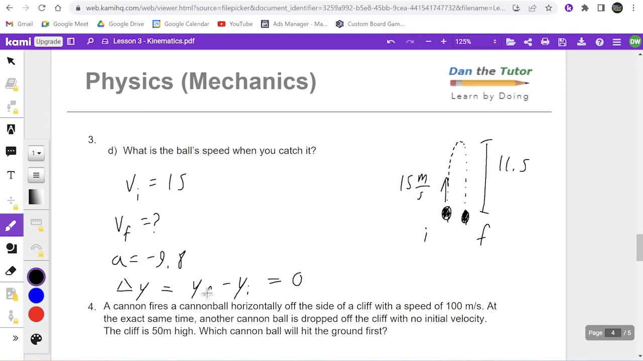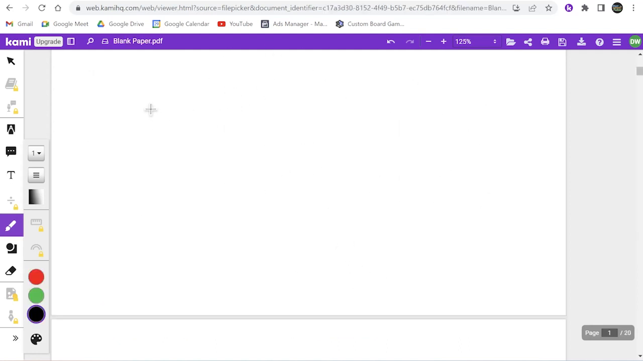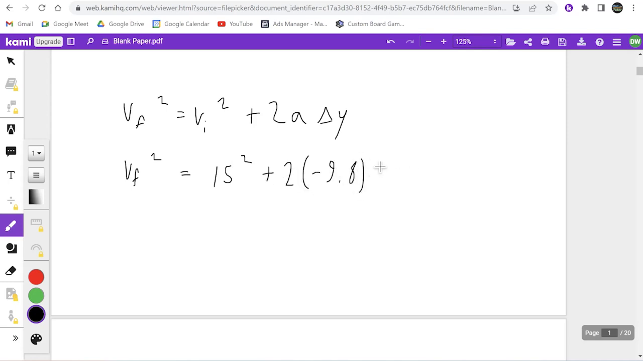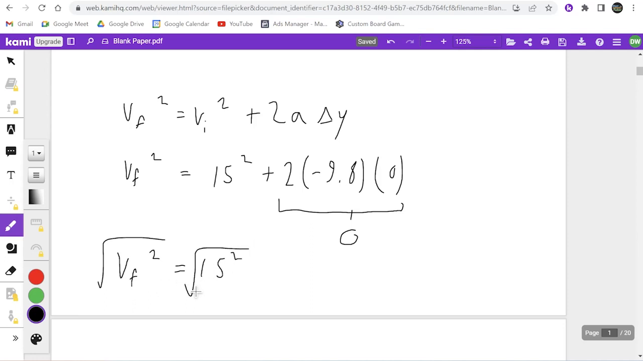But now I have three of the five. I want to solve for v final. And again, I want to use the no time equation, just like before. So that means v final squared equals v initial squared plus 2a delta y. v final squared is what I'm solving for. v initial squared is 15 squared, plus 2 times negative 9.8 times delta y, which is 0. Since anything times 0 is 0, this whole thing goes to 0. And that means v final squared equals 15 squared. And if you want to solve for v final, then all you have to do is take the square root of both sides. Now remember, whenever you take the square root, it's plus or minus. And does this matter? Yes, it does.